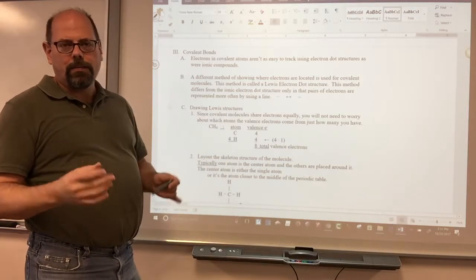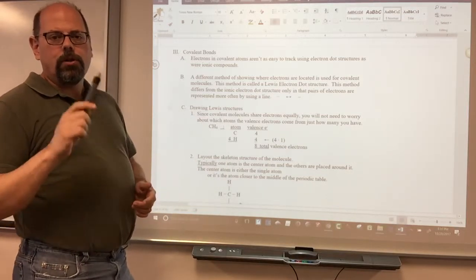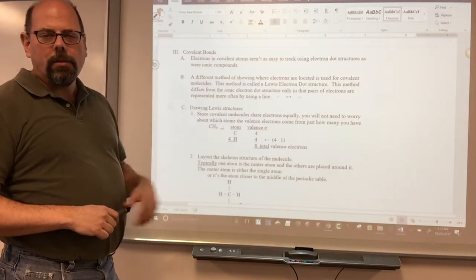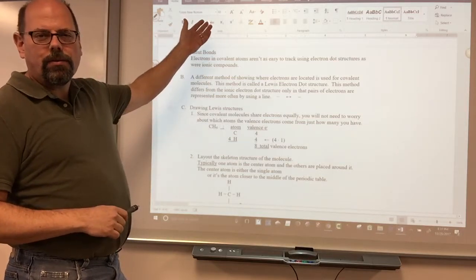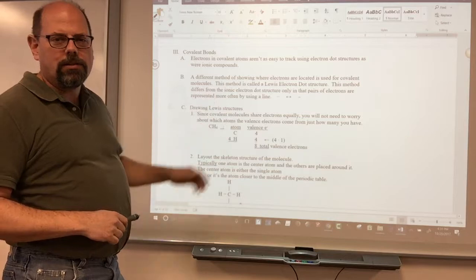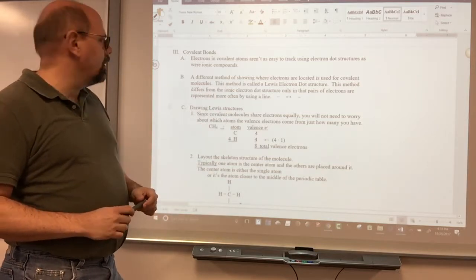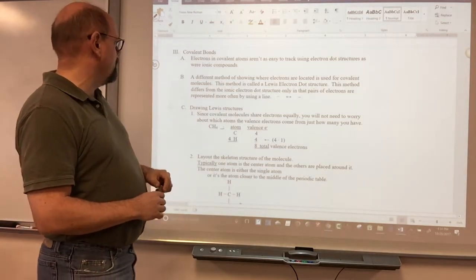Now, we're still going to use dots, but we're going to use a shortcut system where 2 dots becomes a line. So I might call the previous one electron dot structures, and these I'm going to call Lewis line structures. We'll try some of these, okay?